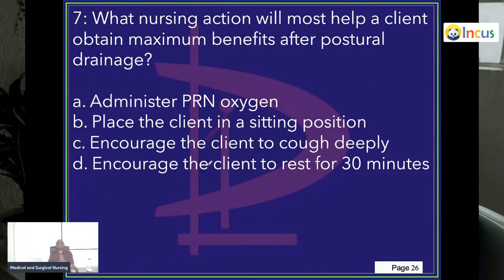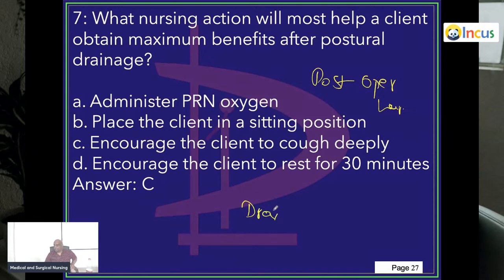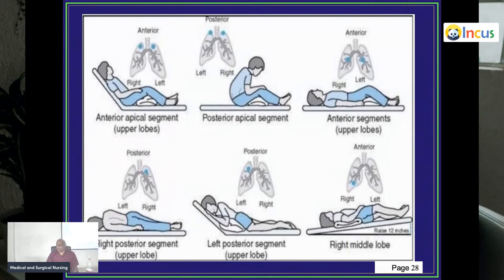Now, what is the nursing action that will help to give maximum benefit when you are doing postural drainage? Suppose somebody had an operation. Post-operatively, the patient is moved to the ward. So he must be put in a position such that drainage of his lung secretions occurs. To clear those secretions, encourage the patient to cough, a way by which a nurse should make the patient cough so that there is drainage of all the secretions. It is called postural drainage, is what you should remember.